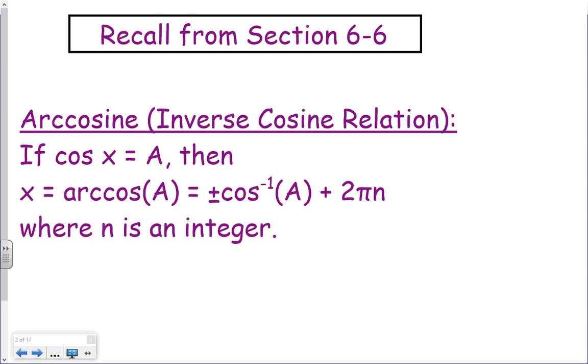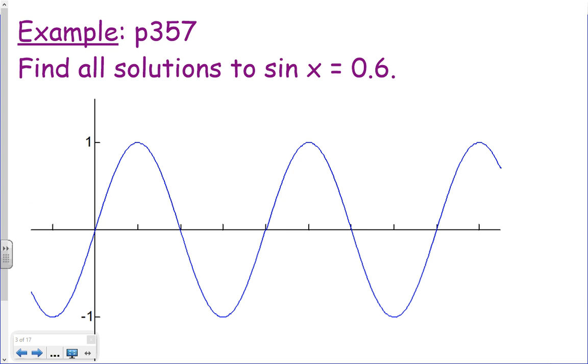All right, let's take a look at an example here. We'll start out with an example similar to an example that we started out with in section 6.6, and see if we can actually come up with how to find all these solutions. We want to find all the solutions to this equation, sine of x is equal to 0.6.